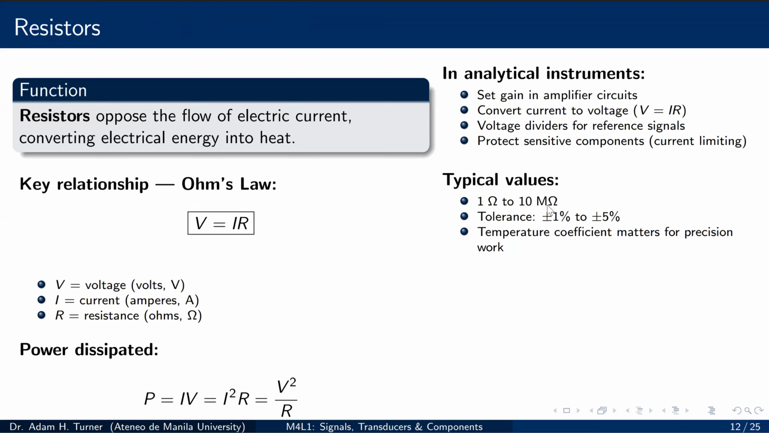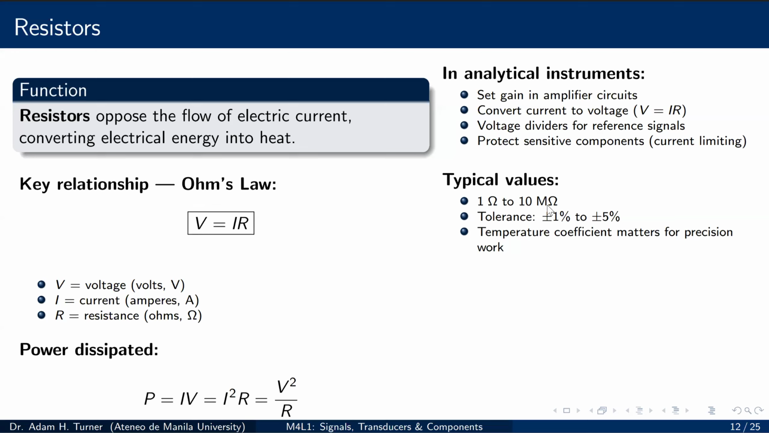So the voltage equals the current times resistance. If you know any two of these, you can find the third, and this is the most important equation in electronics, and it's beautifully simple. Power dissipated by the resistor is P, which equals IV. Okay, which also equals I squared R or V squared over R.